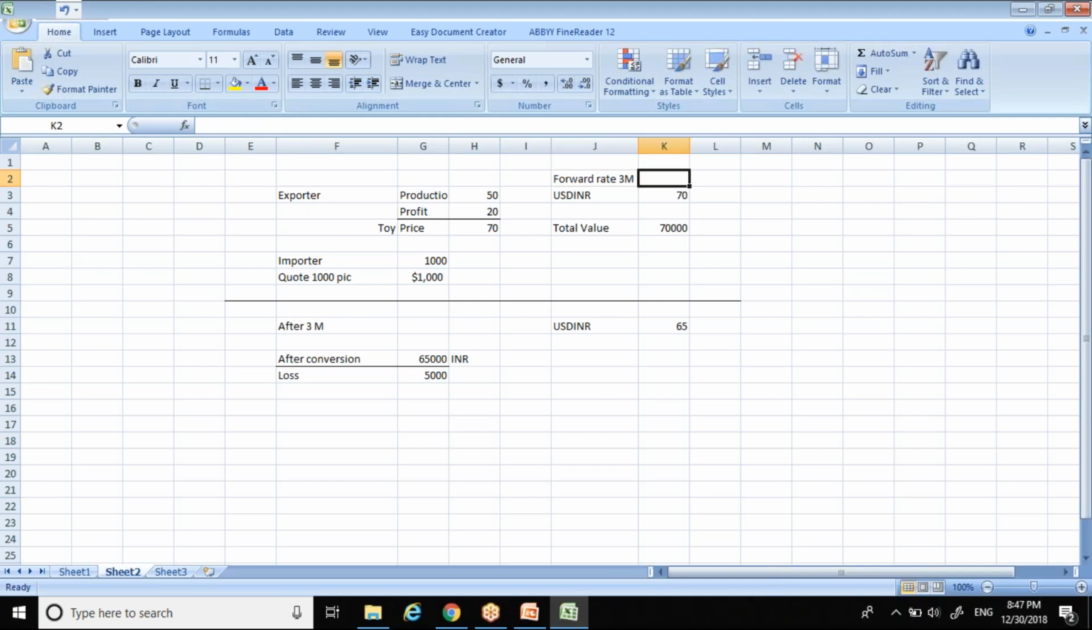So let's say they give you the rate of 69. So they said that whatever happens after 3 months doesn't matter. If you give me $1,000, I'll convert it at 69 after 3 months. So what you do is, because your total cost is around 70,000, right? So including profit, you have to give quotation to the importer. So you give quotation to the importer for 1,000, like you have to ask for more, right? So how much do you need to quote them to get this much.